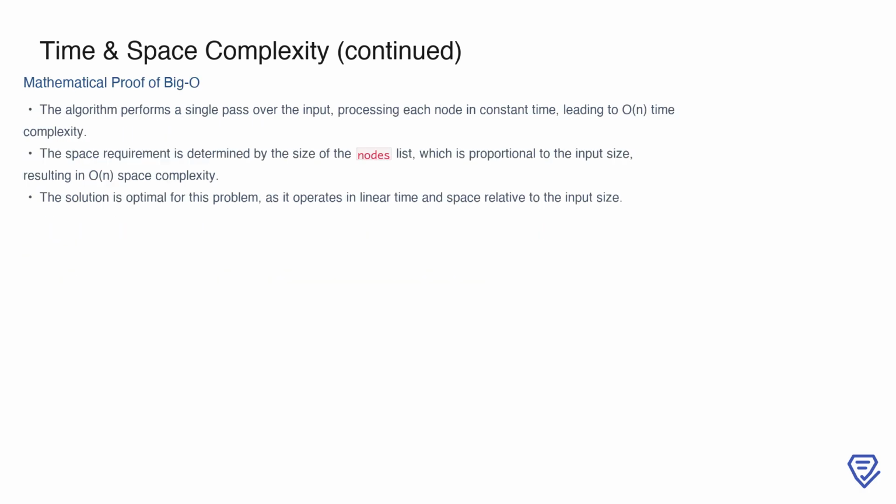Finally, let's solidify the understanding of the big O complexity. The algorithm processes each node in the input exactly once, performing constant time operations, which confirms the O(n) time complexity. For space, the main contributor is the nodes list, which is proportional to the size of the input, resulting in O(n) space complexity. The auxiliary variables, requiring O(1) space, do not grow with the input size and therefore do not affect the overall complexity. This solution is optimal for this problem, as it achieves linear time and space complexity, which cannot be improved further given the need to process each input node at least once.